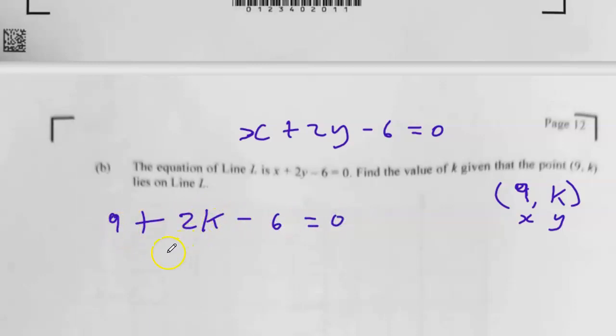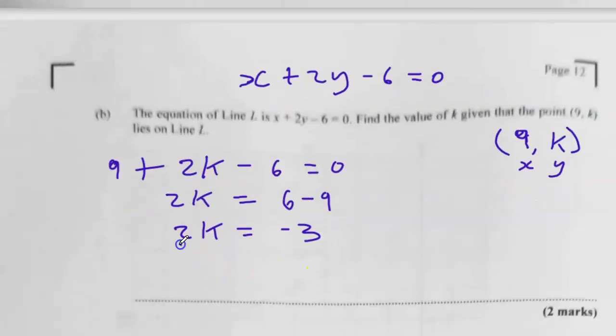Let's group the numbers on the right-hand side. So this is 6 - 9, so 2k would be -3. If I divide both sides by 2, k is -3/2, or -1.5.